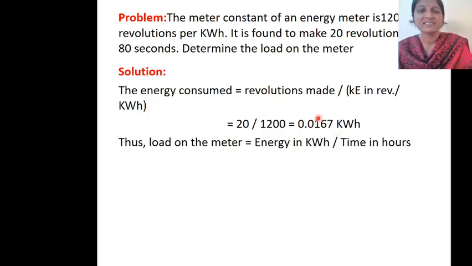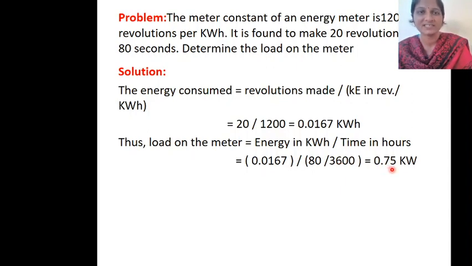Next, this kilowatt hour divided by time will give you the total load in kilowatts. So kWh divided by h will give you kW. So 0.0167 divided by the time, which here is 80 seconds. You need to mention it in hours, so 80 divided by 60 into 60, that is 3600, gives 0.75 kilowatts. So this is the total load on the meter.